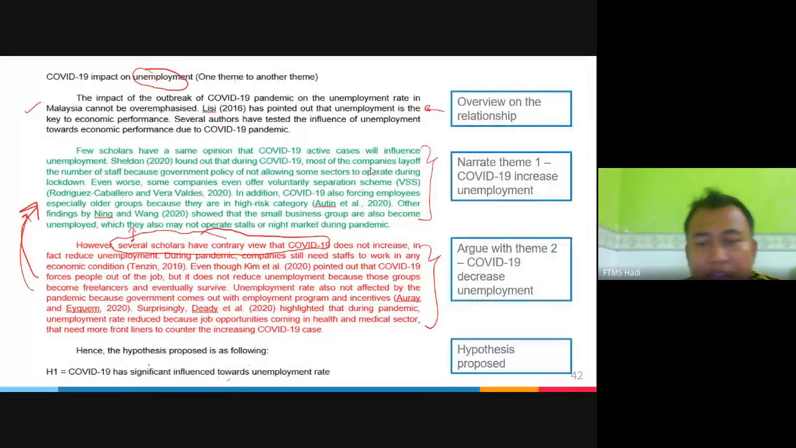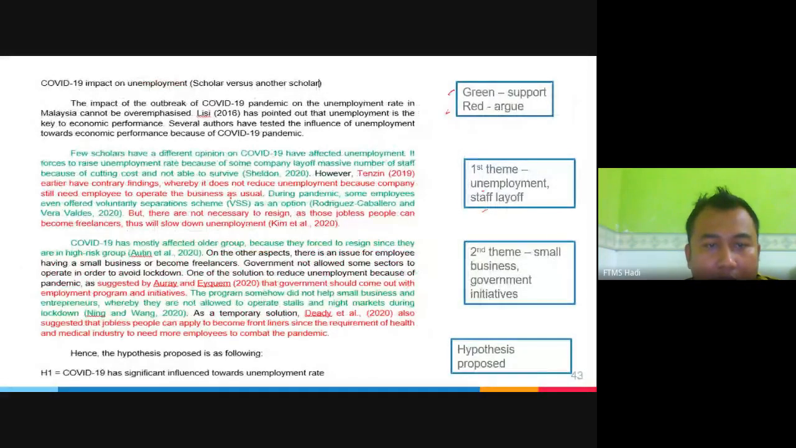So you see, few scholars have argued this and that. This is the first author, Sheldon. However means that they do not agree with this author. And then there is another group, but they are not necessarily the same. This one does not agree with this one. This one is narrative, and this one is more argumentative. This one is supporting, and then they do not agree. So sometimes they can clash with each other. Red clashes with green, and green clashes with red.